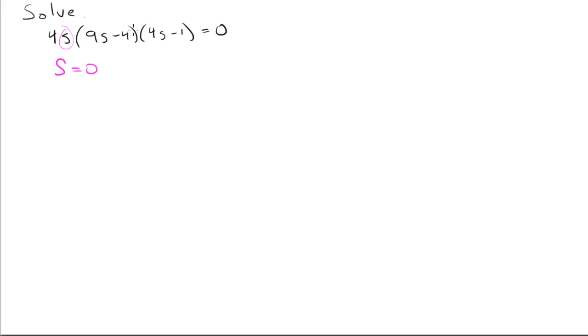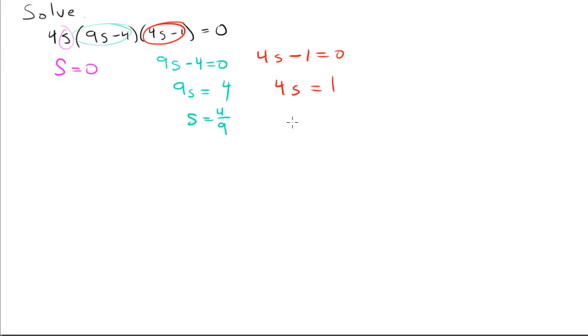So we'll go over to 9s minus 4. We set it equal to 0. And we'll get 9s is equal to 4. S is equal to 4 ninths. And then we'll take 4s minus 1. Set it equal to 0. Get 4s is equal to 1. Get s is equal to 1/4. So our goal when solving is factored form.